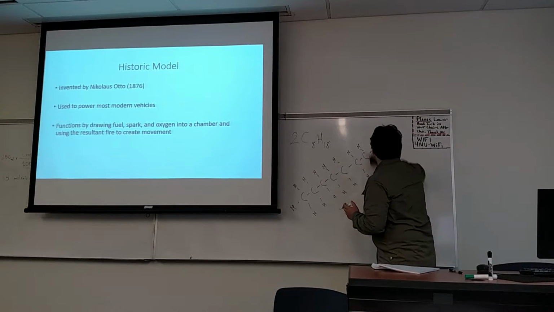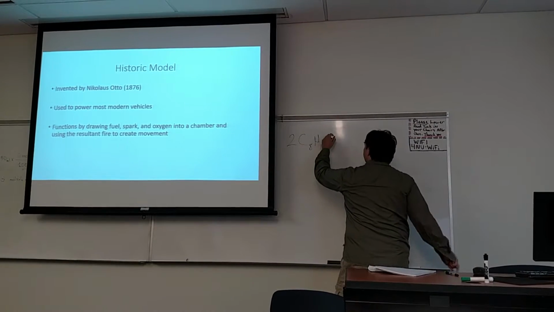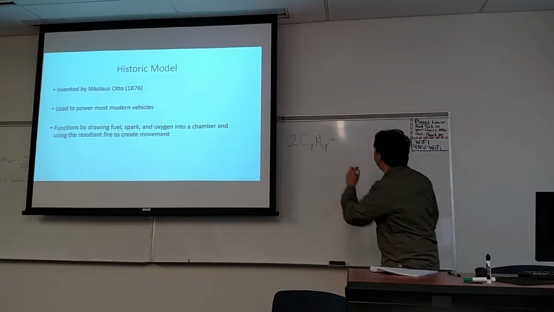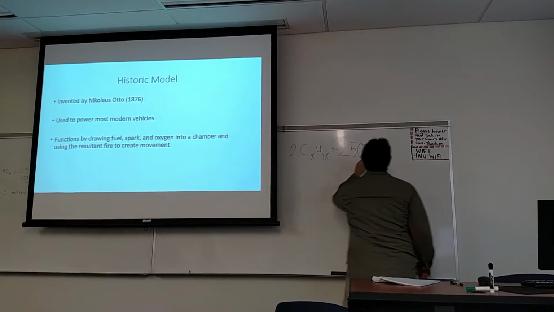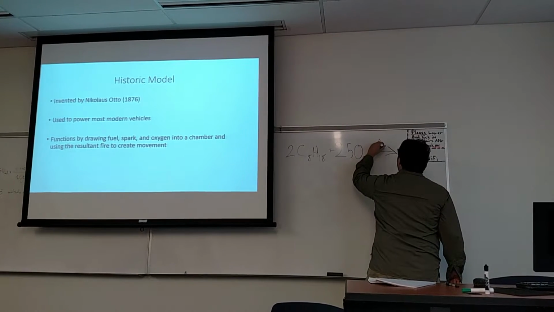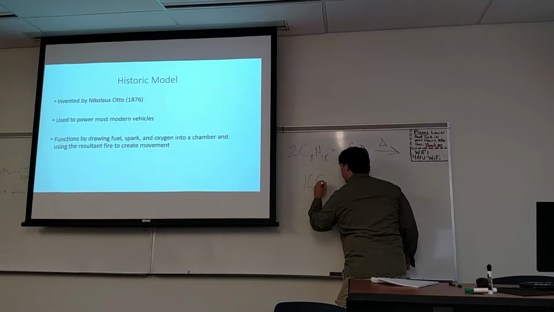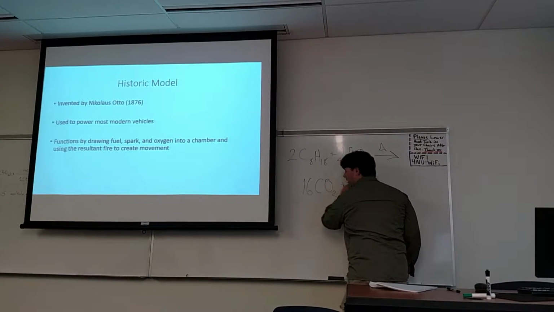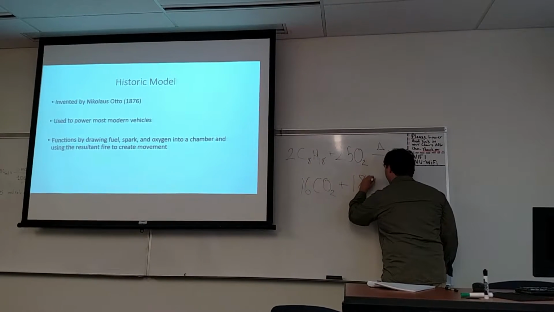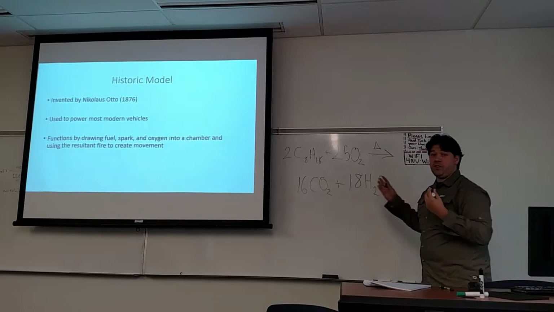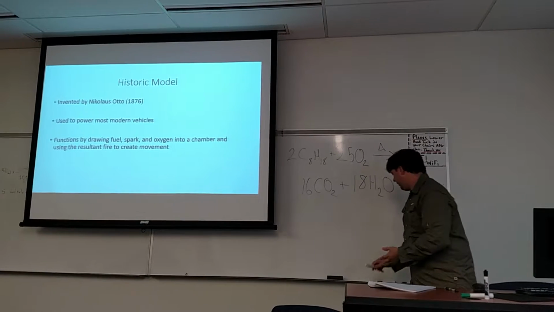So our hydrocarbon here is going to combine with the existing oxygen within our cylinder to yield or create a combustion reaction: 16 moles carbon dioxide and 18 moles of water. This is the basic chemical formula of what goes on inside of your car engine every time it operates.